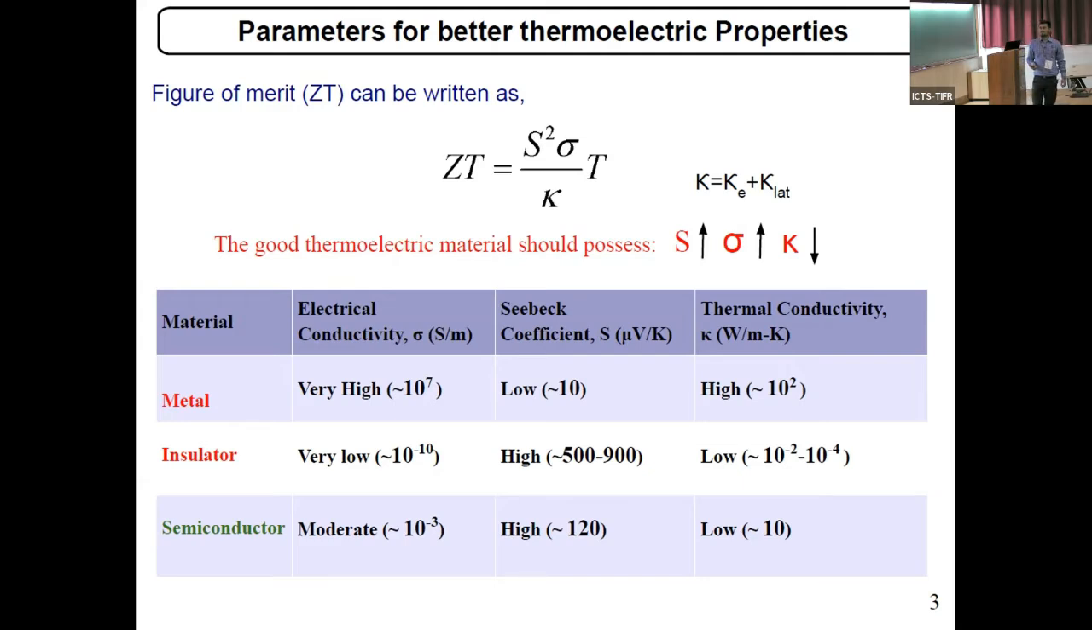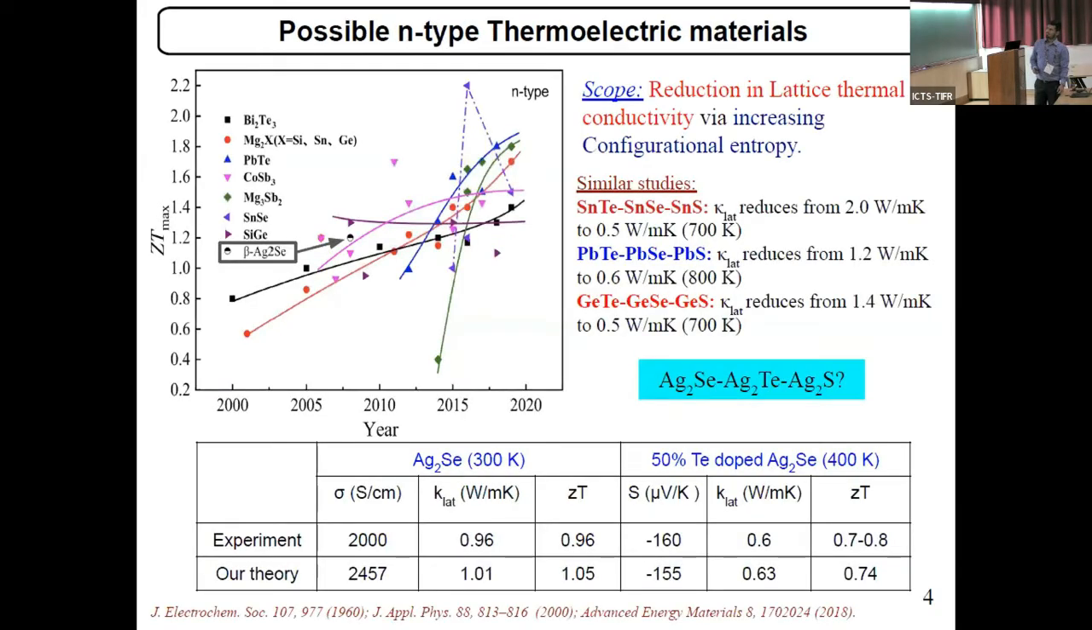In contrast, semiconductors are good for thermoelectric application because they have moderate electrical conductivity, high Seebeck coefficient, and low lattice thermal conductivity. Because of that, semiconductors are mainly used for thermoelectric application. Today, I am interested mostly in N-type thermoelectric materials. It has been observed that bismuth telluride, lead telluride, and SnSe are the champion N-type thermoelectric materials. But today, I am interested only in the beta phase of Ag2Se.